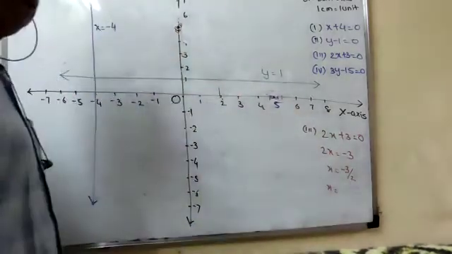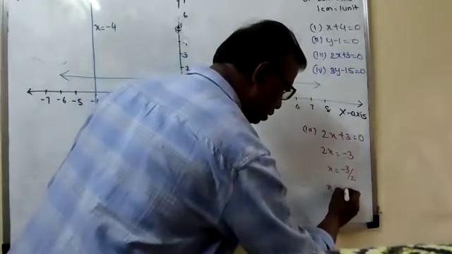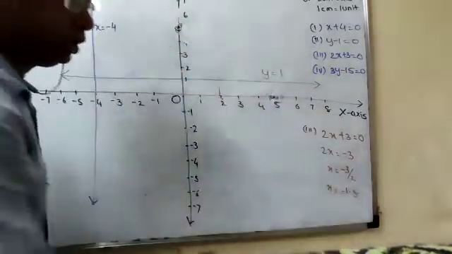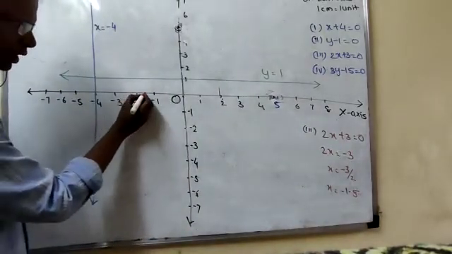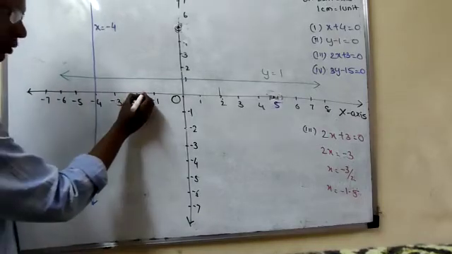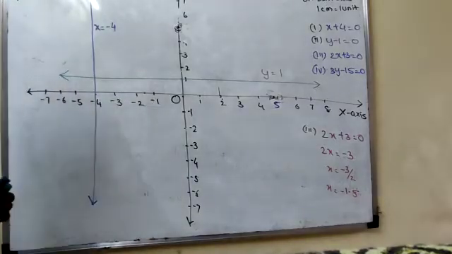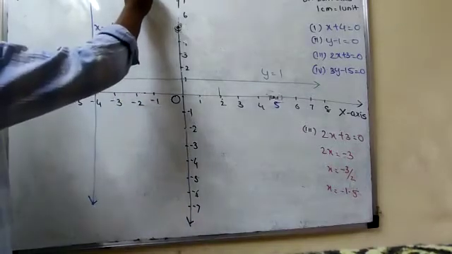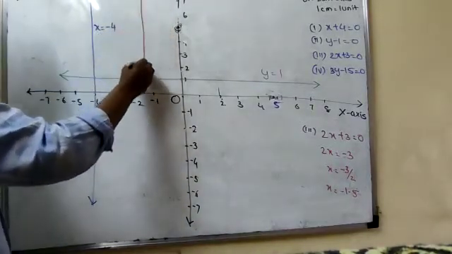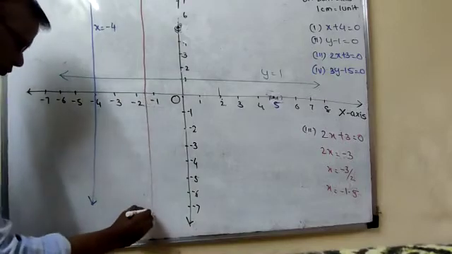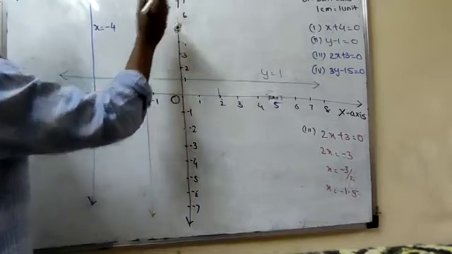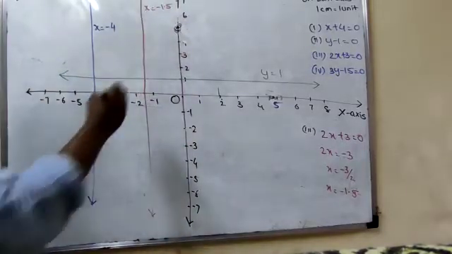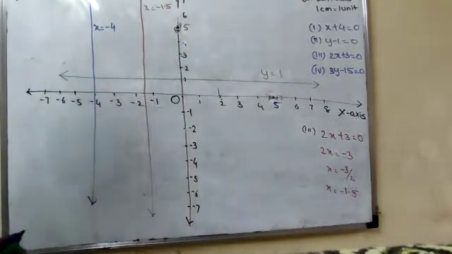If you divide -3 by 2, how much will it come? It will be -1.5. Divide 3 by 2, what will come? -1.5. Here is -1 and here is -2, so -1.5 will come in between. Okay, this is the point. Understand? -1.5. Take a scale and draw a straight line. This is x is equal to -1.5. Okay, any doubt, students? Now come to the next question.